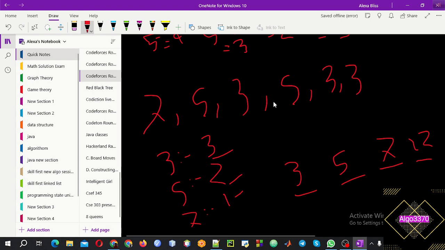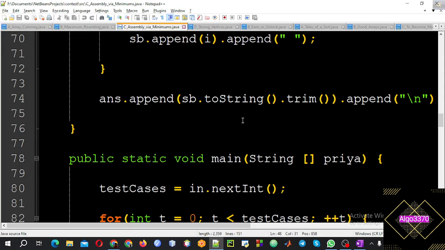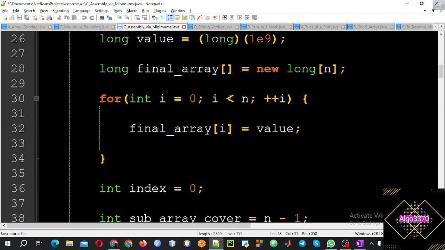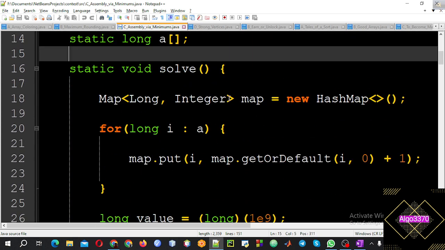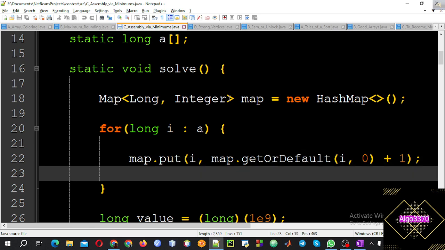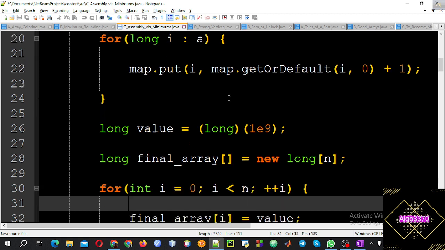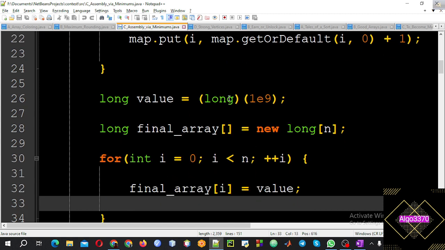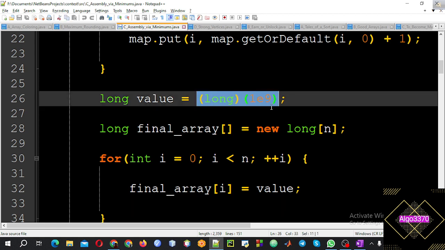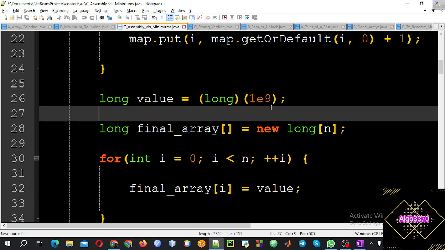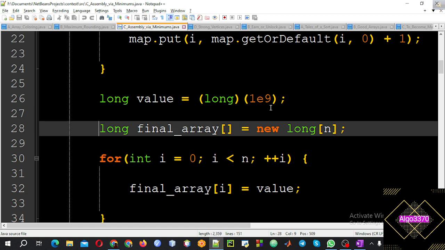So the solution is very straightforward. First, we will pick a key-value pair map to store the count of all the numbers in B, and set all the values of the final array A to the large value, 10 to the power 9, because the remaining rightmost elements will be filled with this larger value.